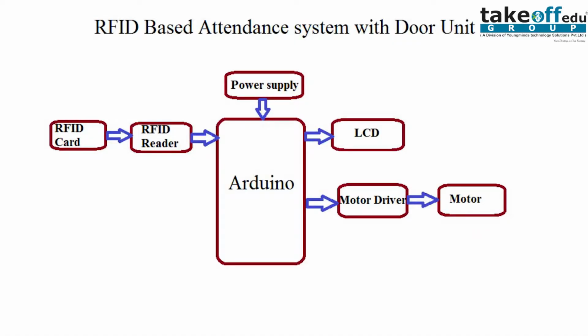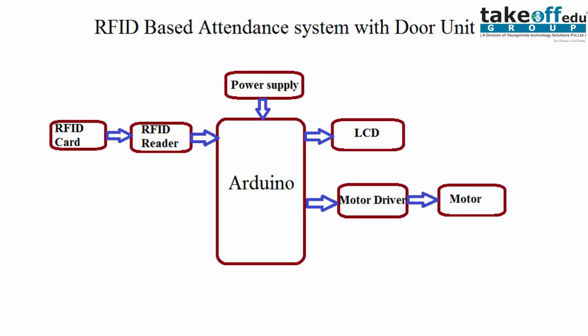Okay, let's move on to the block diagram. Here you can see power supply is given to the entire circuit, RFID tag, RFID reader, Arduino, LCD display, and motor driver to run the DC motor. The main aim of this project is to design an RFID technology based attendance system using Arduino, and the attendance of students or employees is automatically recorded with a swipe of a card.